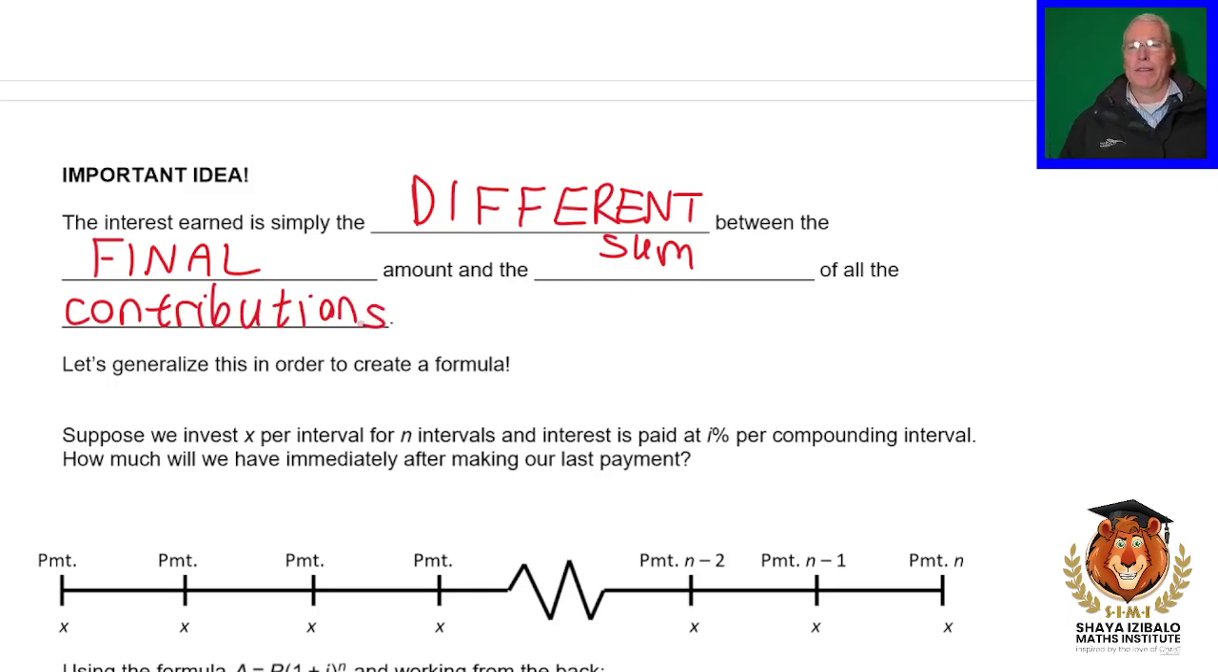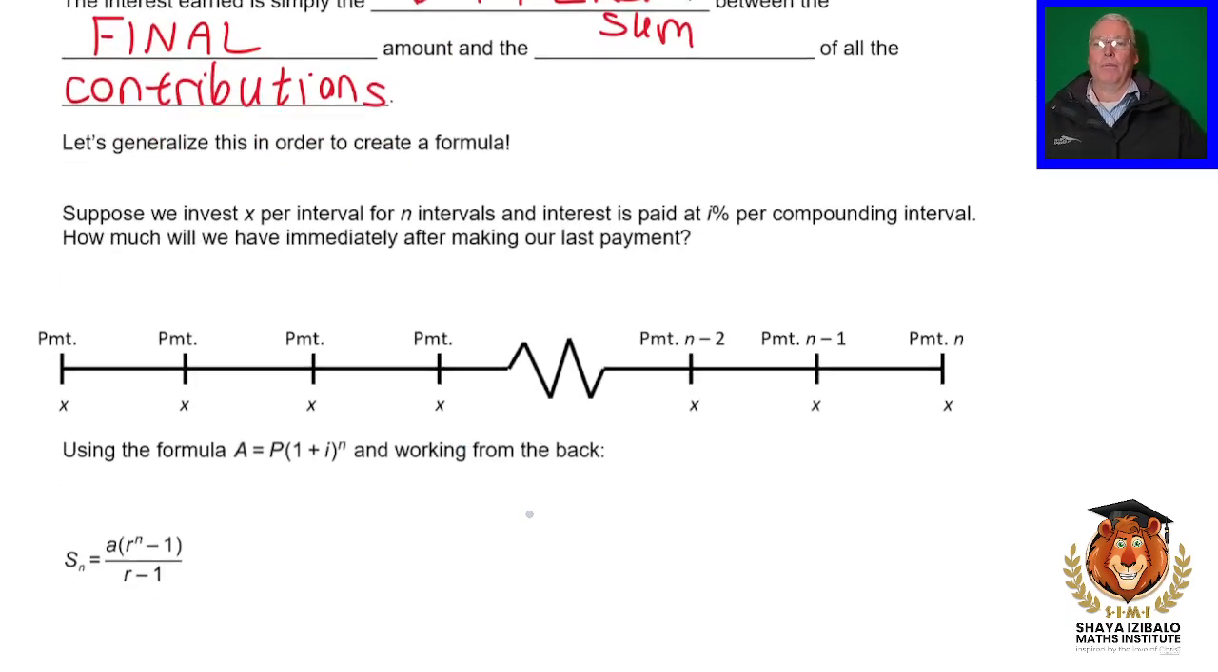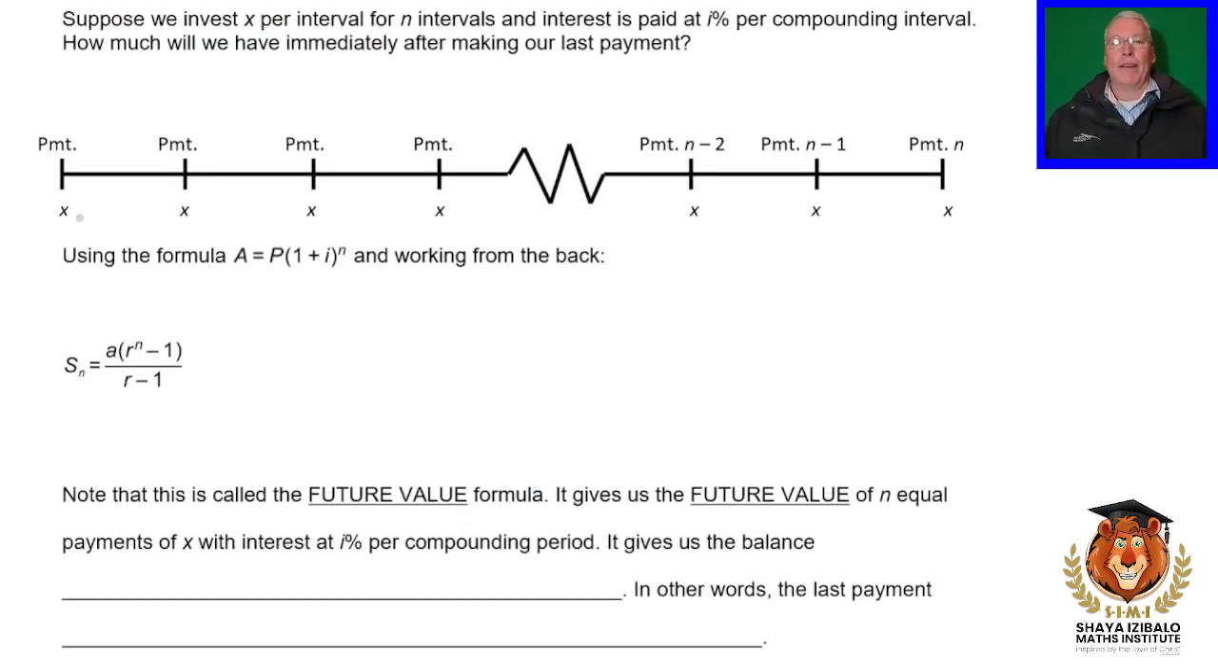Okay, now we're going to do this exact same question again, but we're going to do it with variables in order to create a formula. So this time we're investing X. The interest rate is I% per compounding interval. Once again, this last payment, we want the balance over here. What's the total?